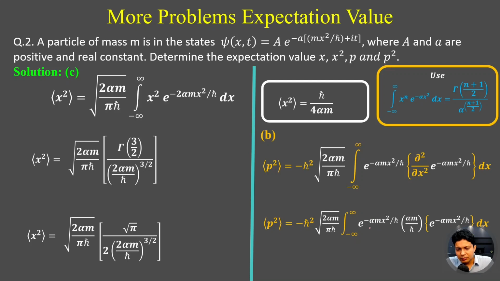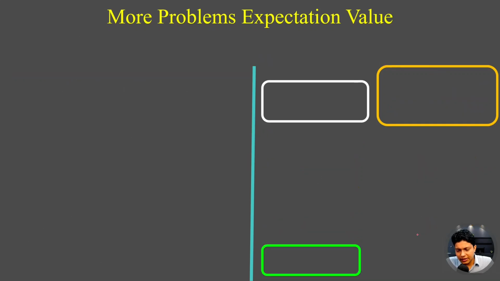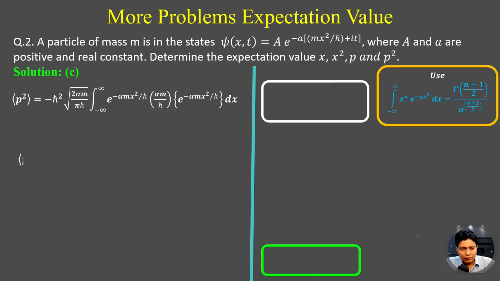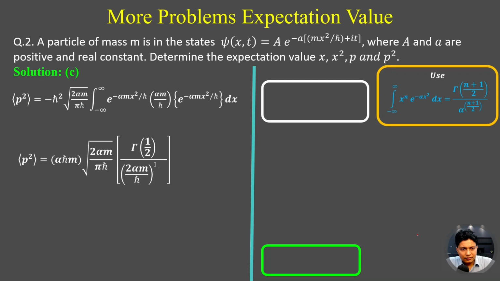So this first term, the psi function term, is as it is, and if we do the second derivative of this psi function, we get the alpha m by h squared. Now after rearranging this, the equation will be: expectation value of p square equal to minus h squared, square under root 2 alpha m upon pi h squared, integration minus infinity to plus infinity, e to the power minus alpha m x square upon h squared, alpha m by h squared, e to the power minus alpha m x square by h squared dx.